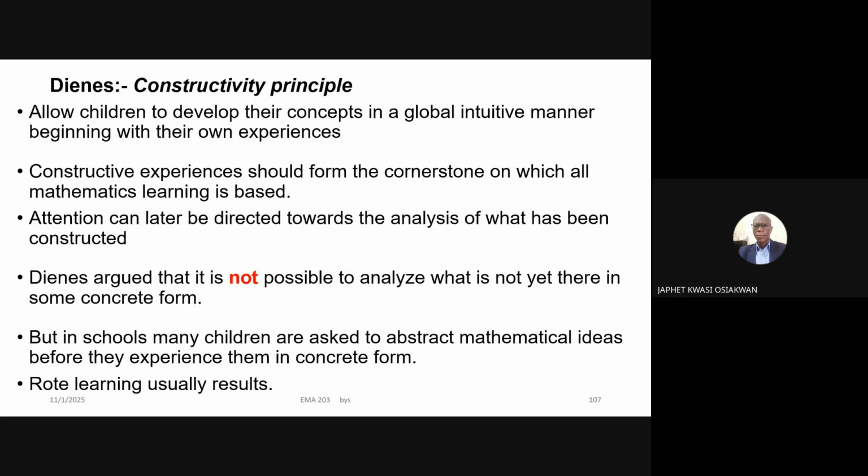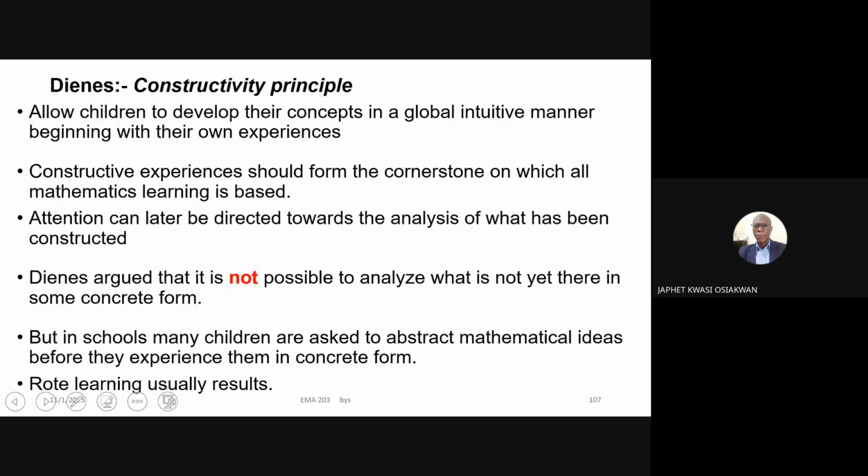Okay. So I think I've explained this one. This one is still talking about that. It says allow children to develop their concept in a global, intuitive manner. That is, allow them to experience it their own way. Allow them to construct their own thing. We are saying that it is not possible to analyze what is not yet there. So if the child doesn't have that abstract thing and you are going to analyze, no, it's not possible. So let him have that one first, before you teach them what is not there. Yeah, I think that's the point Dienes is making here.